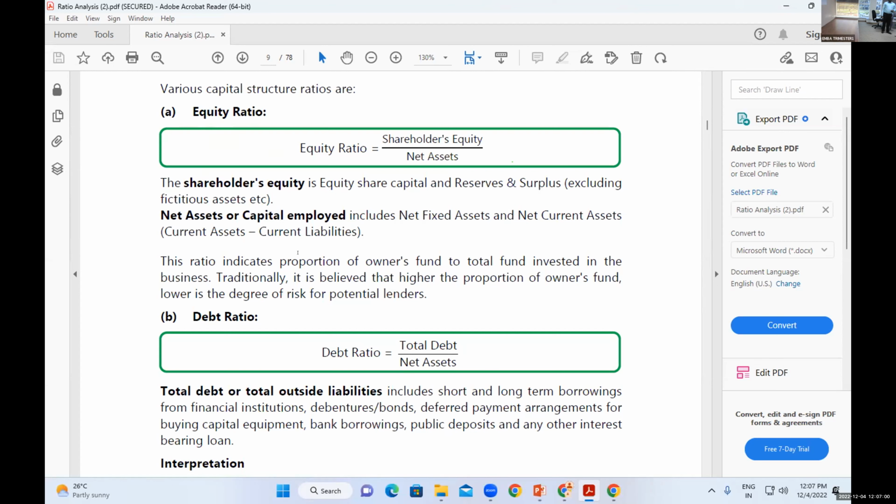Next, the debt ratio, same thing. Instead of equity in the numerator, we bring in debt. Debt and equity together equal total capital. Debt capital plus equity capital is equal to total capital. So debt capital divided by net assets is the debt ratio. The lesser the debt ratio, the lesser the debt capital, and the better the safety for the company. See, look at that. These two things are contradicting each other.